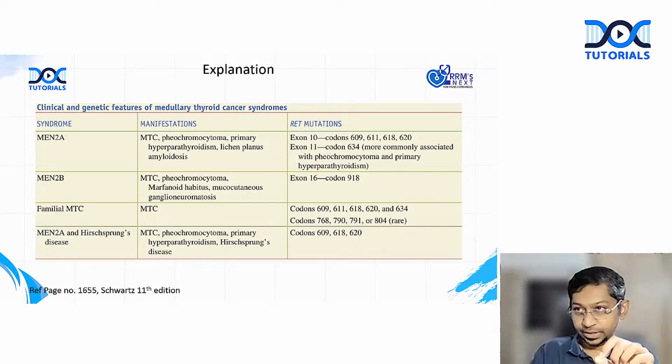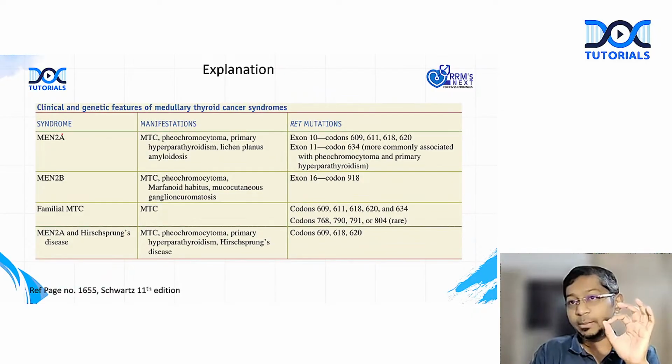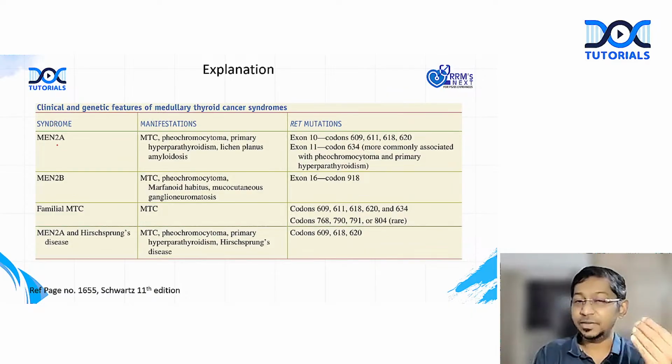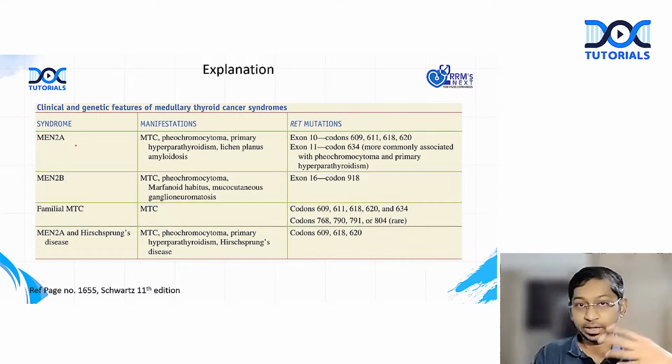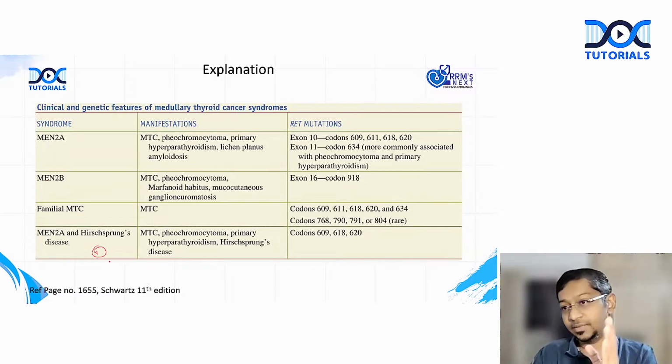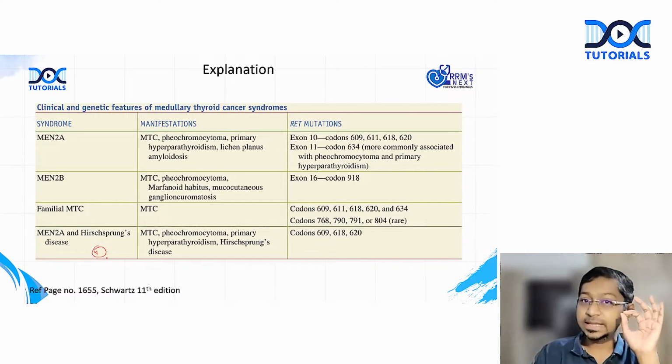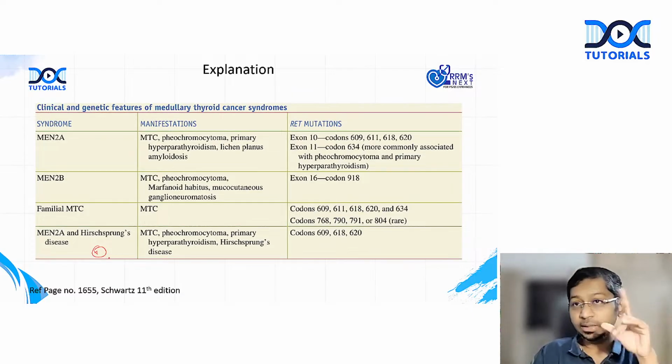So let's look at the options here. MEN 2A is more common than MEN 2B and is less aggressive. The common manifestations are medullary thyroid cancer, present in 95 to 100%, pheochromocytoma in 40 to 50%, and primary hyperparathyroidism occurring in about 20 to 25% of patients. You may get various variations of this, one of which is MEN 2A with Hirschsprung disease. Look at the last row here. It's important to know that MEN 2A with Hirschsprung disease is found predominantly in codons 609, 618, and 620. Among the MEN mutations, the more common one occurs in 634. This is something you need to know.